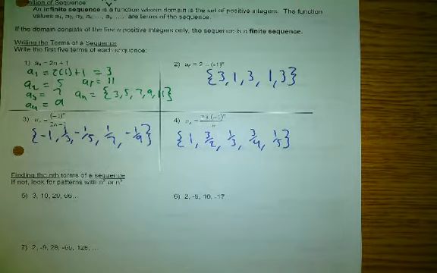So notice how in examples 1 through 4, I gave you a rule. You came up with the terms. We should be able to do the other. I'll give you the terms. You come up with the rule. That is the challenging part about this unit.